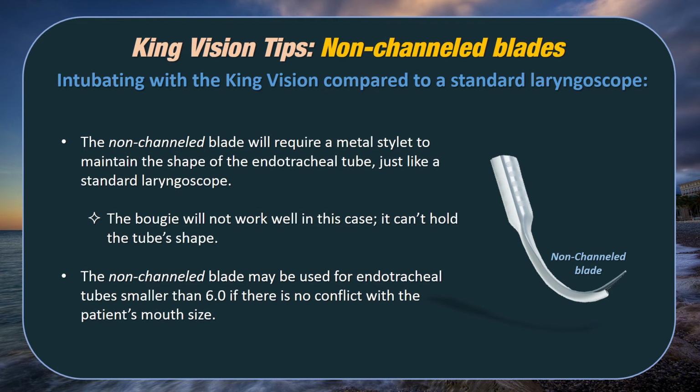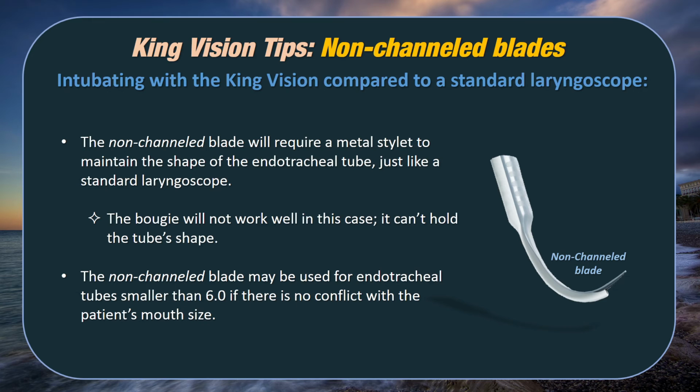With the unchanneled blade of the King Vision, it does require a metal stylus to be put in, where we have a stylet in there to be able to give some rigidity. The bougie will not work with this in this case, and it cannot hold the tube shape because remember, I'm not displacing, I'm rotating this in.